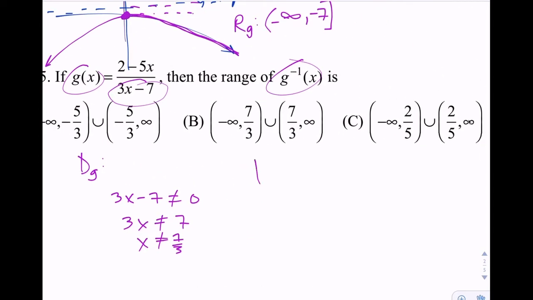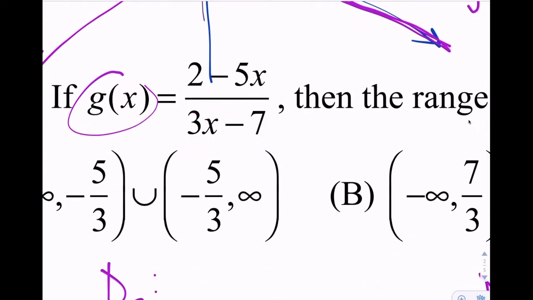Hey, what if I asked you for the domain of G inverse? Could we do that? The domain of G inverse is equal to the range of G. And remember how we find the range? We know this is a transformation of 1 over x. So all we have to do is look at the leading coefficient over the leading coefficient. That's where the asymptote's going to be? Horizontal. So it's going to be everything but that y value, which is what?